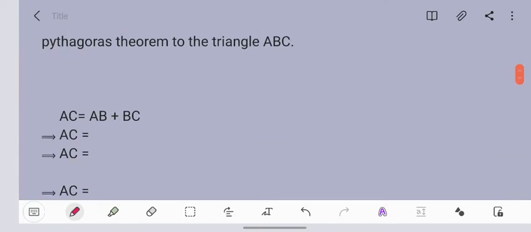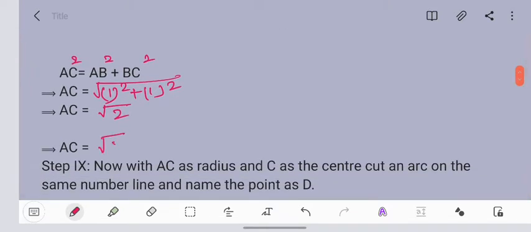So AC square is equals to AB square plus BC square, and AC is equals to what? A square root of what AB you have taken? 1 unit. So 1 square plus BC, again 1 square, which is the perpendicular. Now this becomes a square root of 2. And finally we have got AC as a square root of 2.